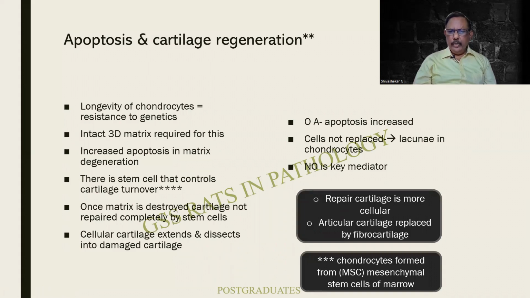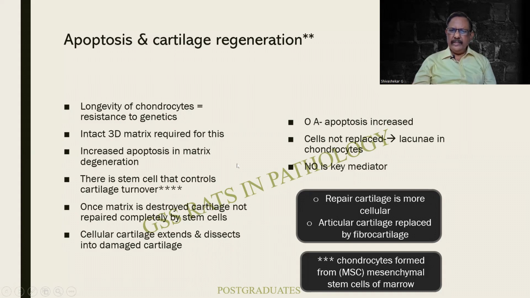Apoptosis plays a role. So there is a change in apoptosis. It increases the longevity of the chondrocytes. It keeps the 3D matrix intact. Increased apoptosis will be seen in a case of matrix degeneration. And there is a stem cell above the cartilage that is controlling its turnover. Once the matrix is destroyed, the cartilage cannot be repaired completely by the stem cells.